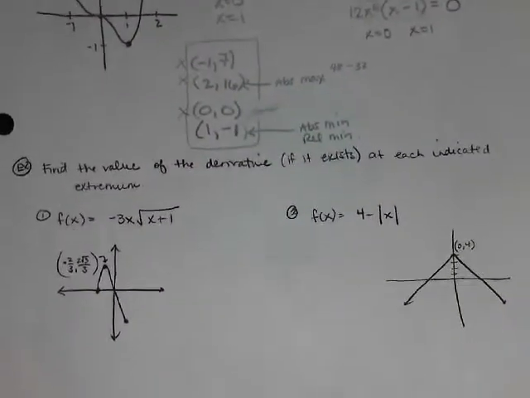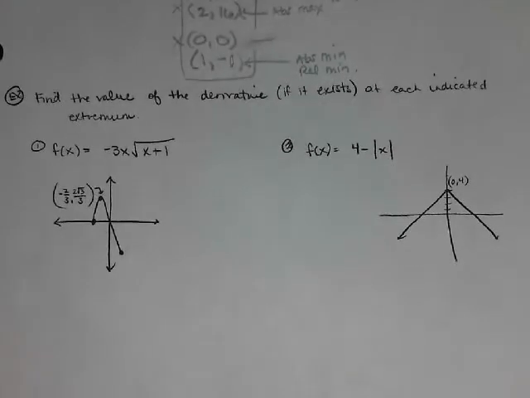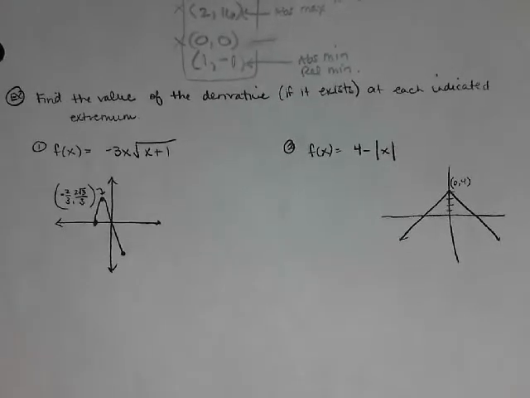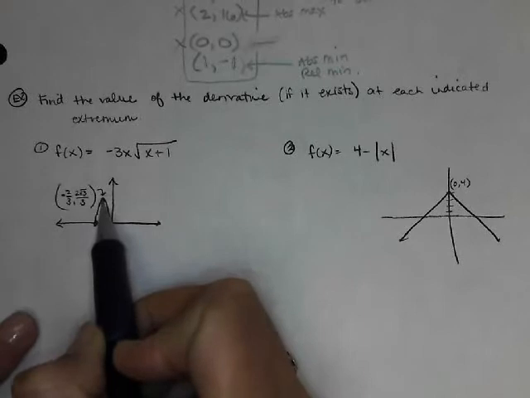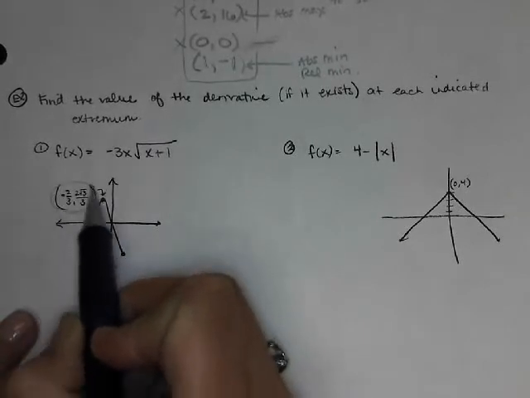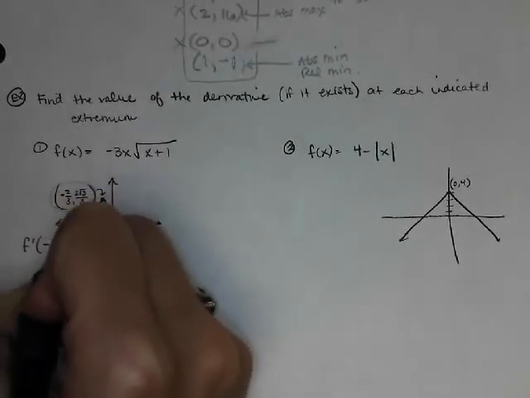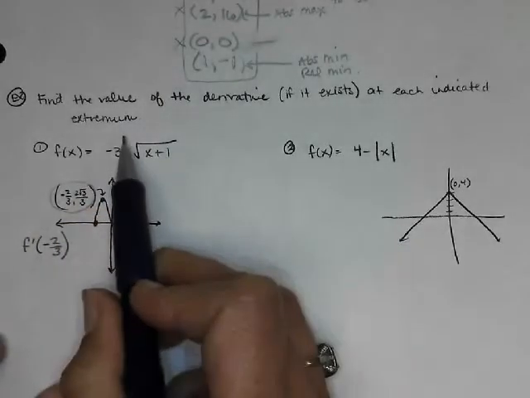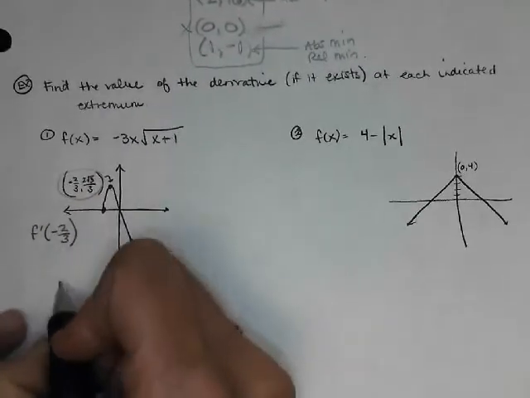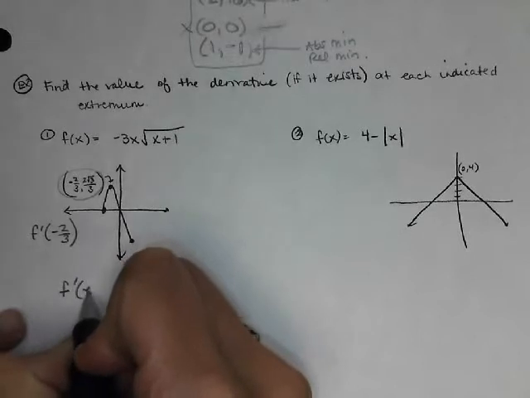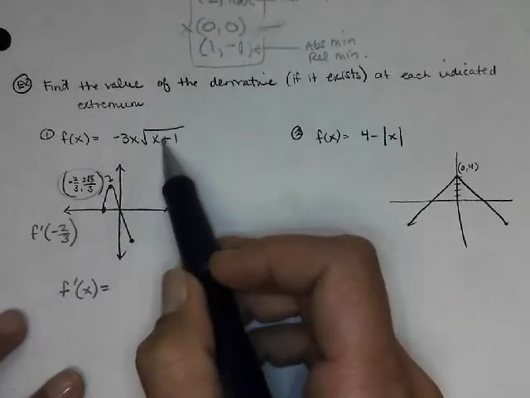So the next exercise, the type of instructions that you'll see as you do your homework, is to find the value of the derivative, if it exists, at each indicated extremum. So this is the indicated extremum, so we're going to find the value of the derivative at negative 2/3. So we're just going to find our derivative, and you can use the shortcut method if it allows for it. So that would be a product rule.